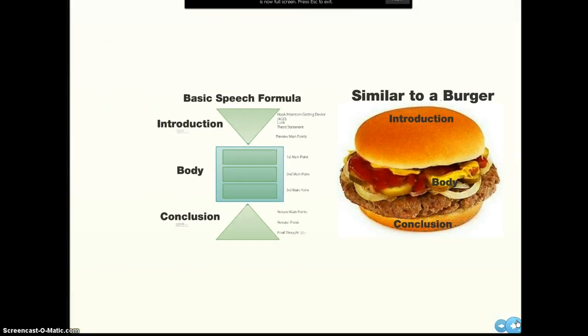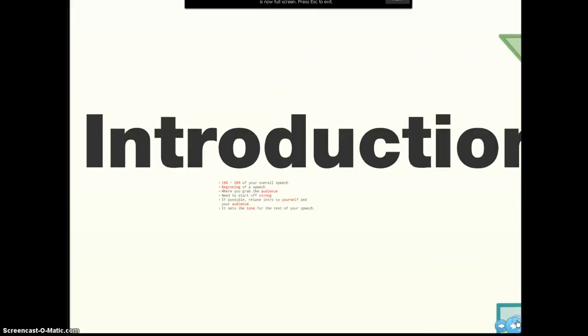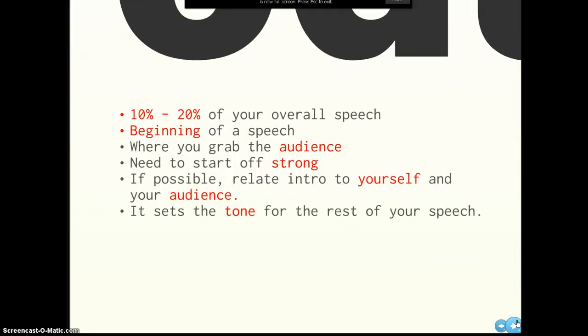There are 3 parts of the speech: introduction, body, conclusion. The first part to talk about is the introduction. Just some advice for the introduction. It should be no more than 10 to 20% of your overall speech, meaning if your speech is supposed to last 3 minutes and you have a 2-minute intro, that's way too long. You want to keep it short, but also grab our attention during it.